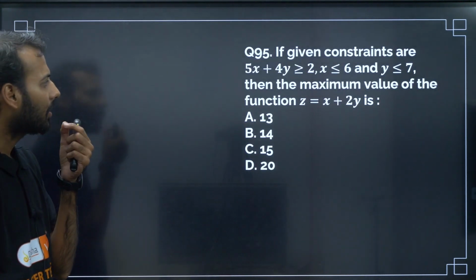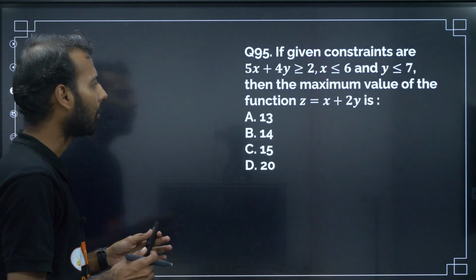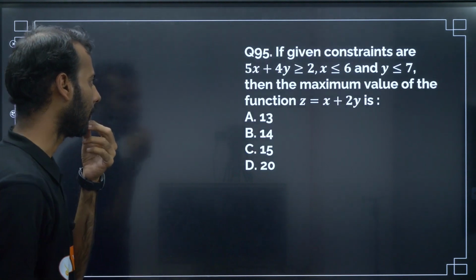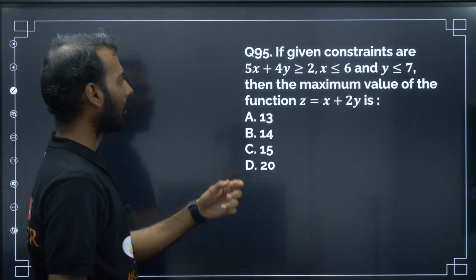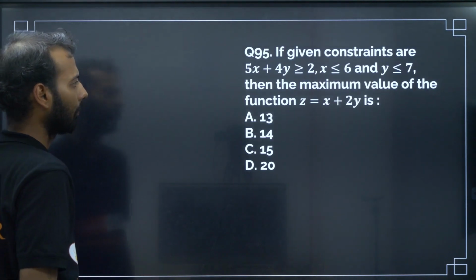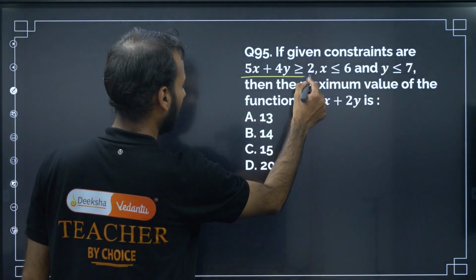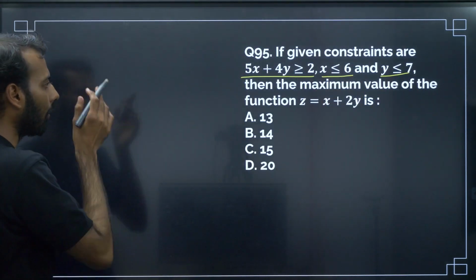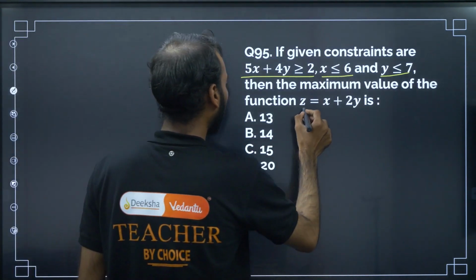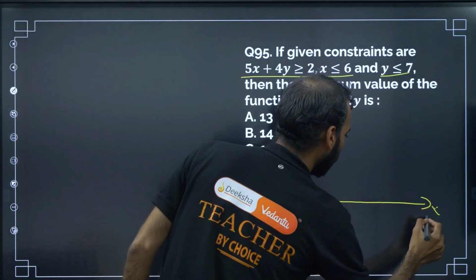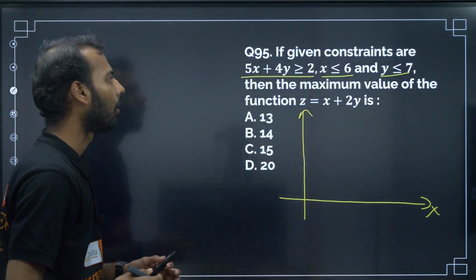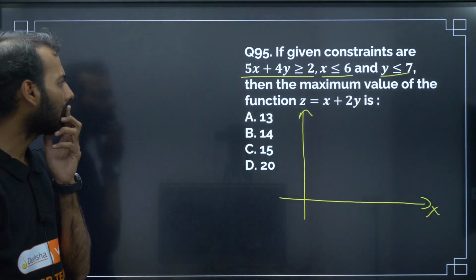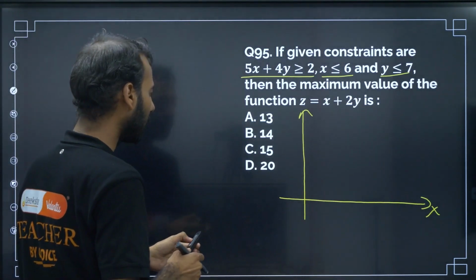If the given constraints are 5x plus 4y and some other equations they have given, then the maximum value of the function z equals x plus 2y. This is an easy question. They have given some constraints. This is the first constraint, this is the second constraint. Let me start with these constraints and plot a graph for this. They are asking to find the maximum value, so we'll plot this graph. After this we'll discuss further things.